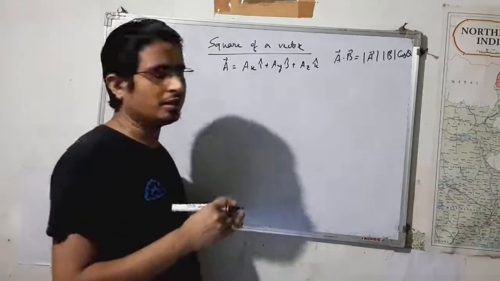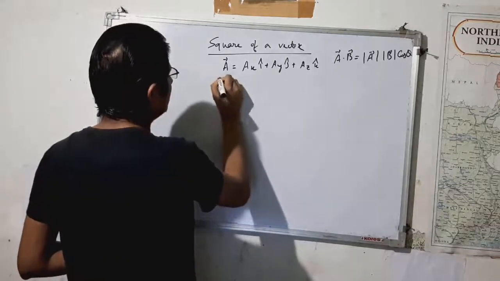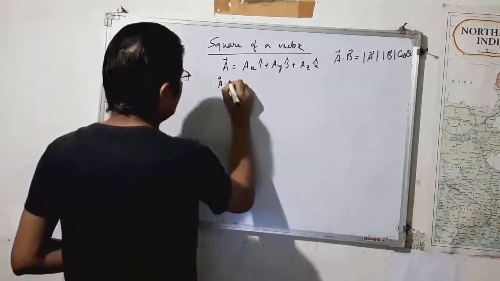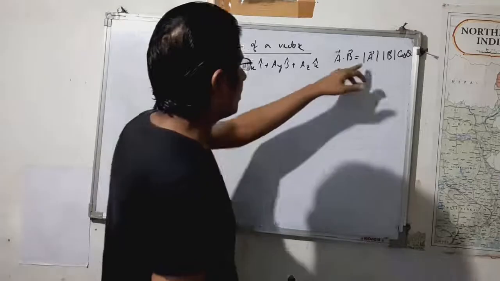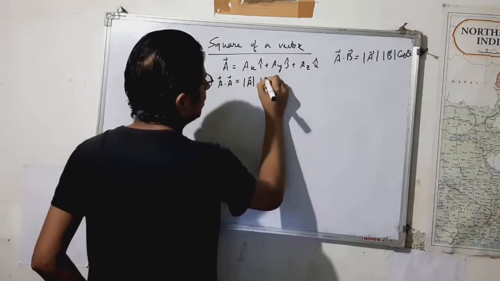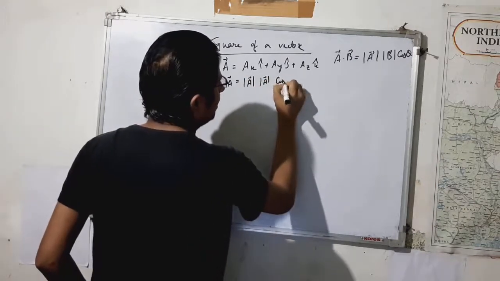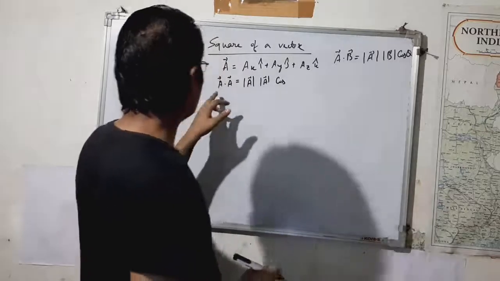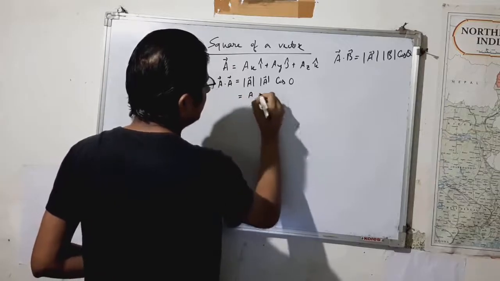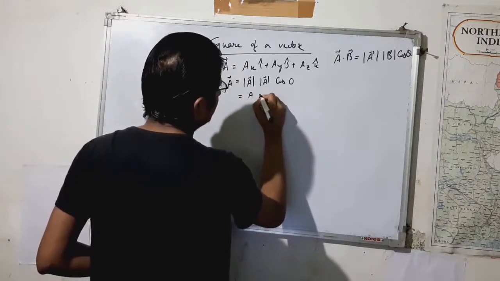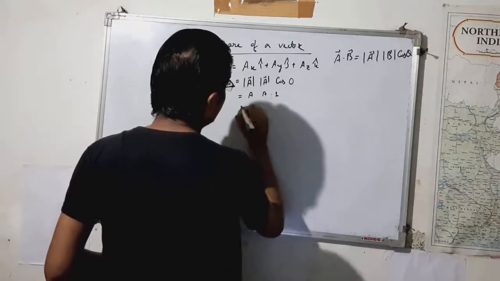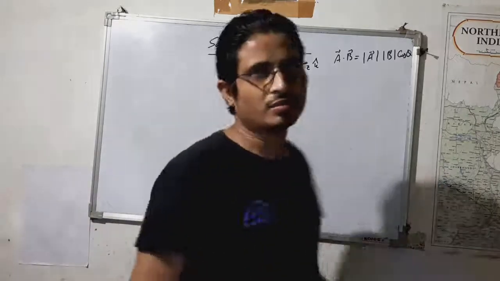Now, if I make the dot product of A with the vector itself, that is A dot A, then according to this definition, we can write magnitude of A, magnitude of A, and cos of the angle, that is the angle between A and A, is 0 because both are identical. So magnitude of A is A, magnitude of A is A, and cos 0 equal to 1, so it is A square. So A dot A equal to A square.